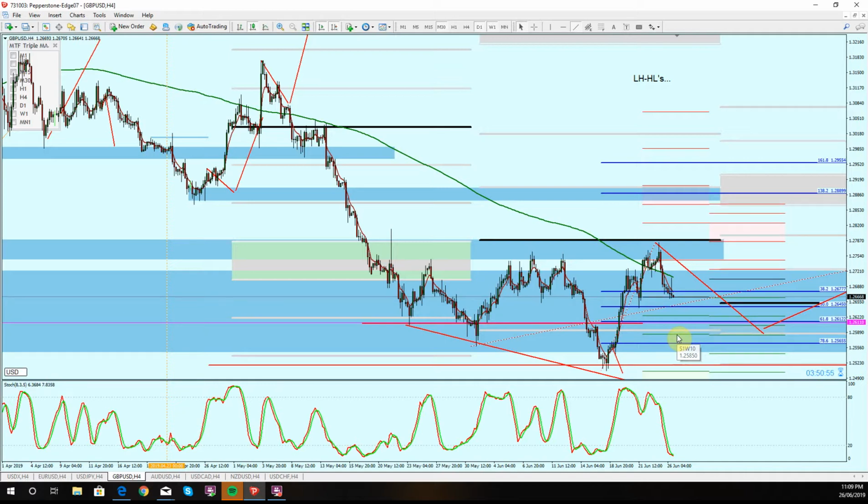So if we get down to this week's S1, support 1, by Friday or even Thursday, then we could look at a buy from this and take it north. So we're looking at a weaker pound and heading up.